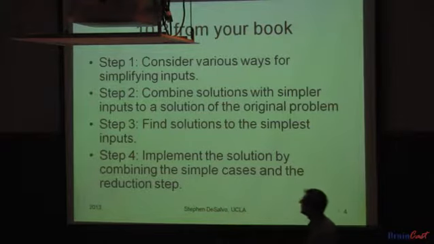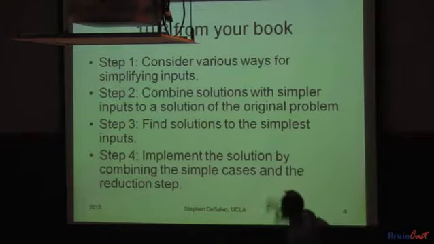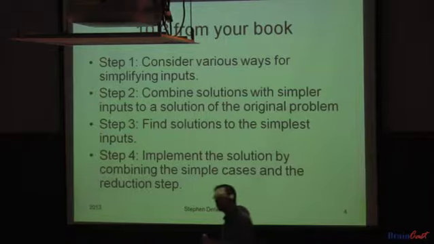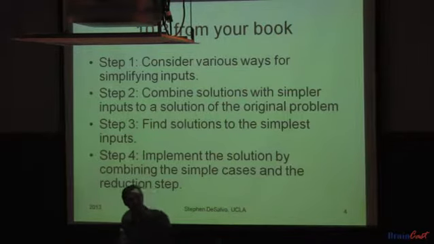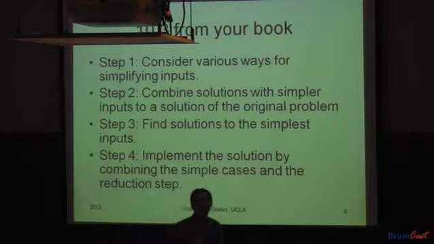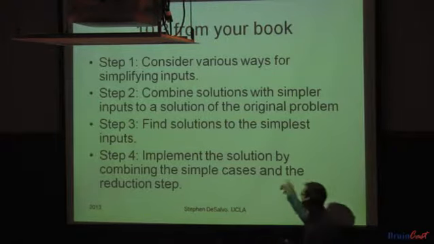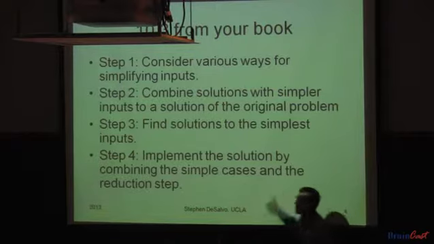Step 2, those are the main meat of the matter, those two steps. But then step 3 is, okay, if I have to solve a problem of a smaller input, I have to stop the chain reaction at some point. So I need to specify what happens in these base cases. They're called base cases. Okay? So find solutions to the simplest inputs. That's like your f of 0 is 0, f of 1 is 1. And then step 4 is implement the solution by combining the simple cases and the reduction step.